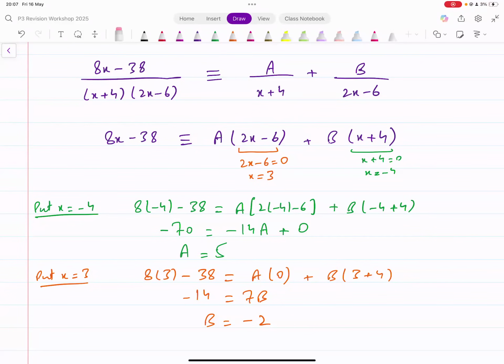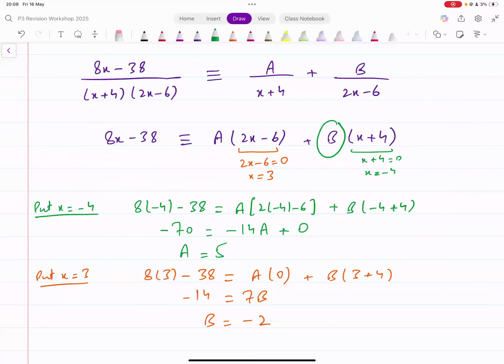Similarly, we try to input another value of x. How can we make this bracket 0? X plus 4 equal to 0. That gives us x equals -4. So if we were to input x equals -4, what happens is b gets eliminated now because b into 0, that will become 0. And we just have a left.